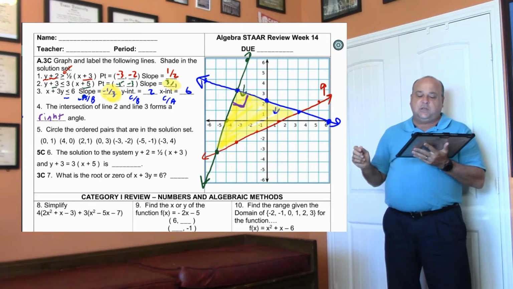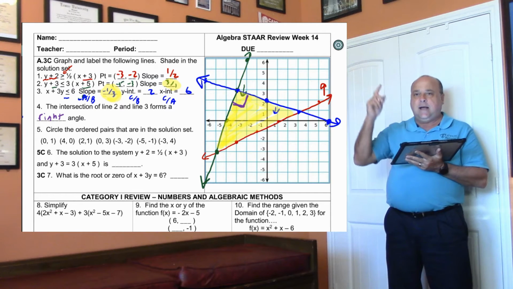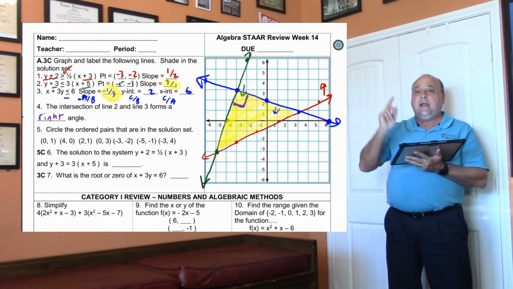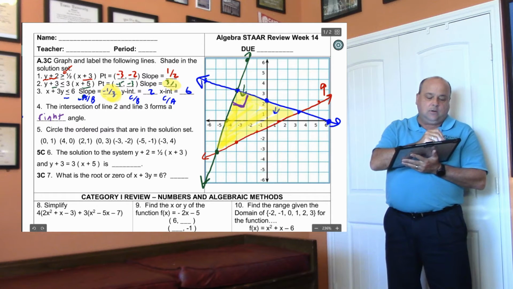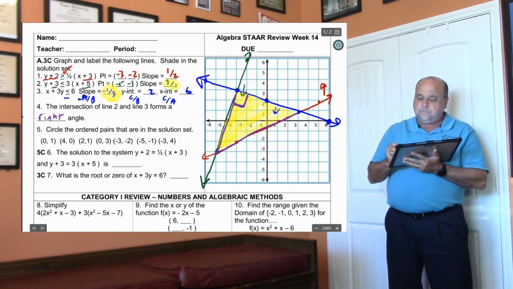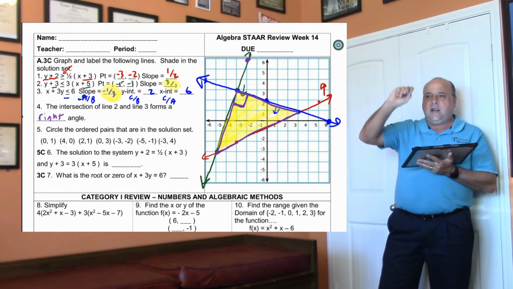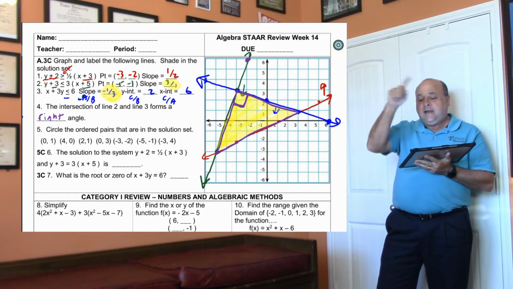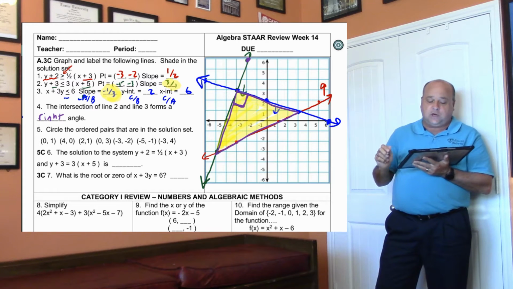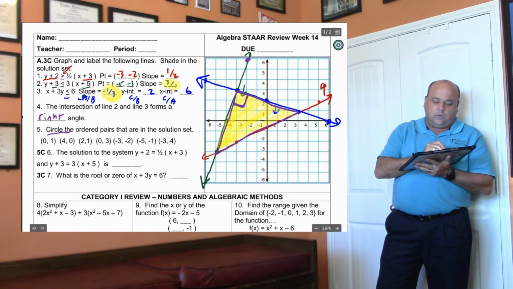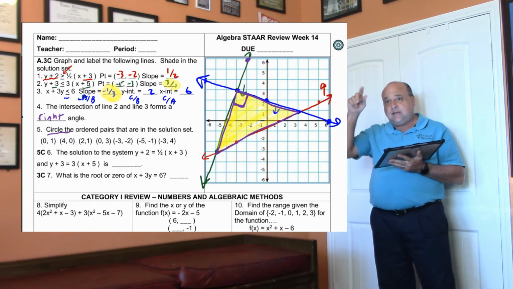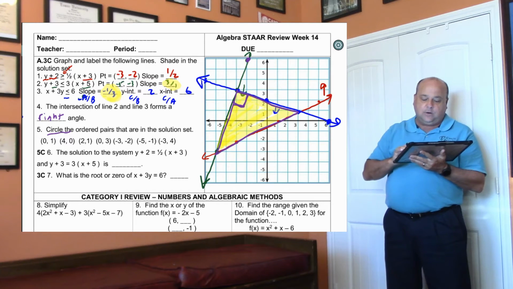Circle the ordered pairs that are in the solution set. I'm going to let you do this on your own. Any dot on the line of the triangle, and the line of the triangle is right here. If an ordered pair was right here, it wouldn't work, right? Any ordered pair on the line of the triangle is going to be true. Any ordered pair in the triangle is going to be true, and you're going to circle the ones that are in the side of the triangle. I'm going to let you do that on your own.